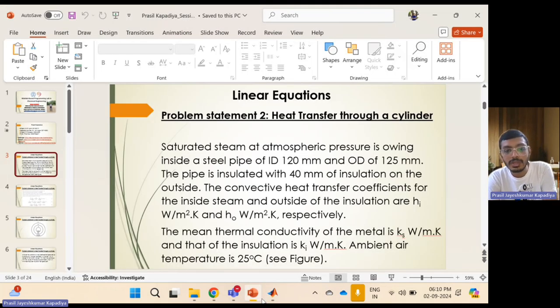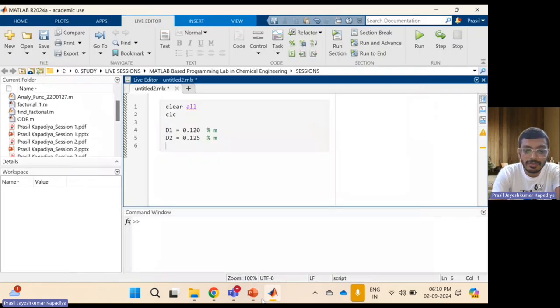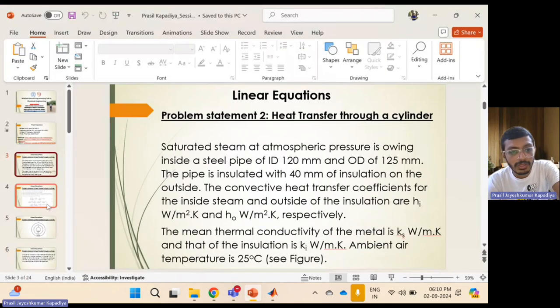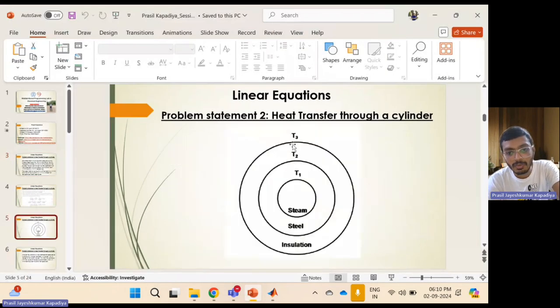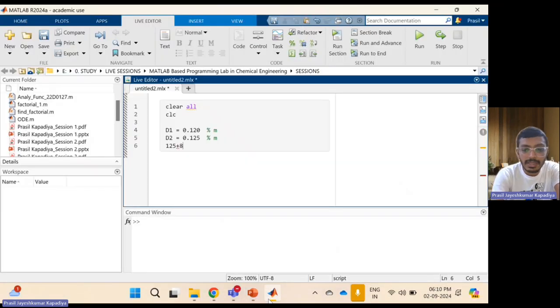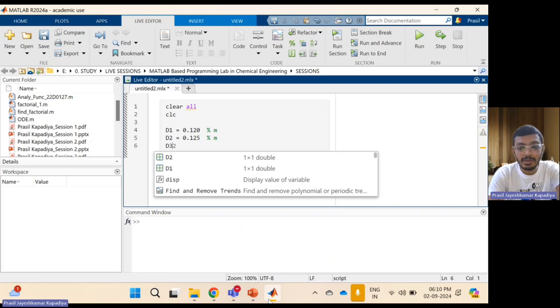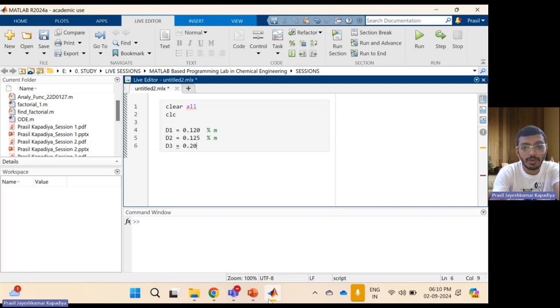40 mm of insulation on the outer side. So 40 mm insulation, how can we write it? It is 125 mm plus 40 mm insulation. It will be on both the sides, right? If we see it here, 40 here, 40 here. So it will be plus 80, that will be equal to 205, correct? 205 mm. So my D3 will be equal to 0.205 with units of meter.